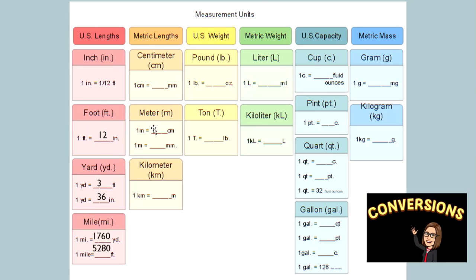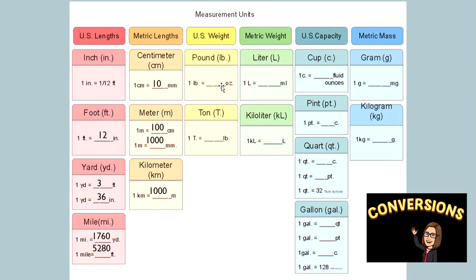Now let's go to metric lengths. Metric lengths are a little bit different, and I had a video about the metric system earlier that you can rewatch. But if you have 1 centimeter, that's 10 millimeters. Okay, so if you have 1 meter, that's 100 centimeters. 1 meter is 1,000 millimeters. And if you have 1 kilometer, it's going to be 1,000 meters. This one you need to kind of memorize because it might show up on a test. So anytime you have a kilometer or a kiloliter or a kilo something, it's going to be 1,000 of the regular unit.